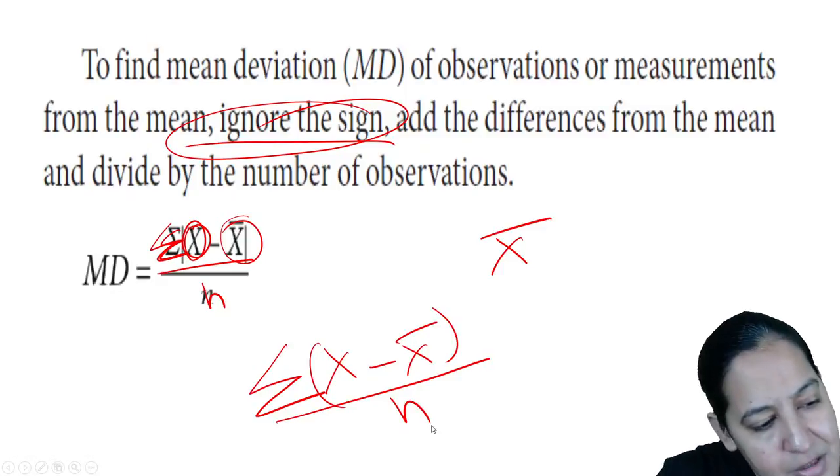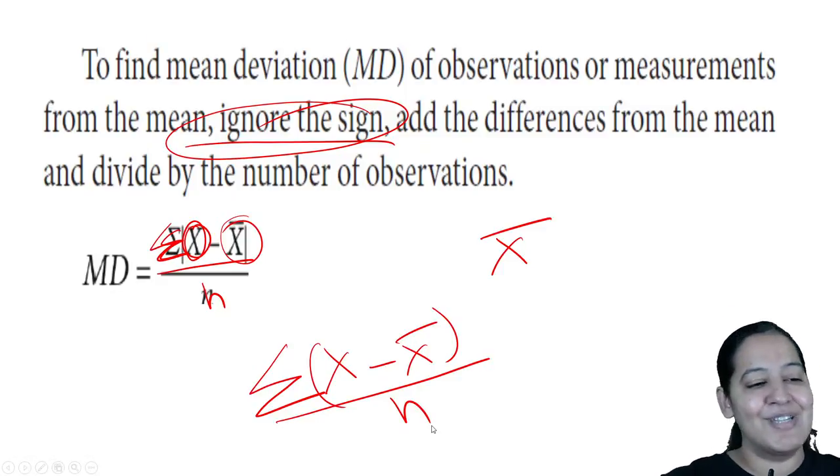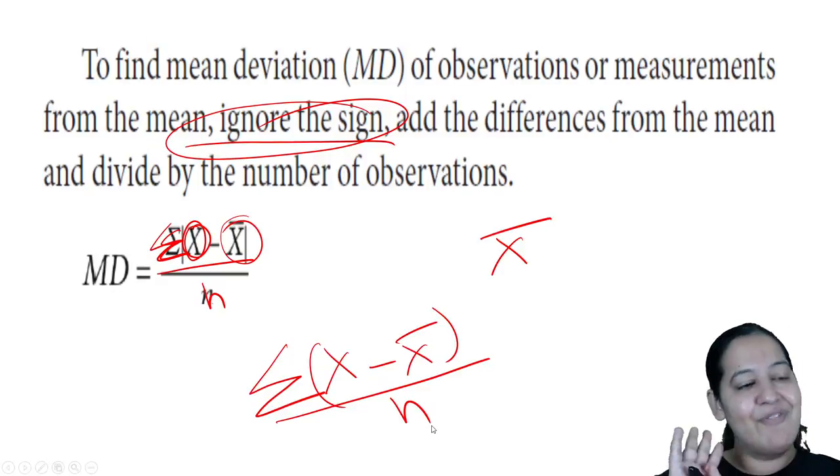Again, give me a thumbs up. So only Amish Kumar is giving me the thumbs up. Are the rest of the students getting it or not? Yes. So this is the formula for mean deviation.